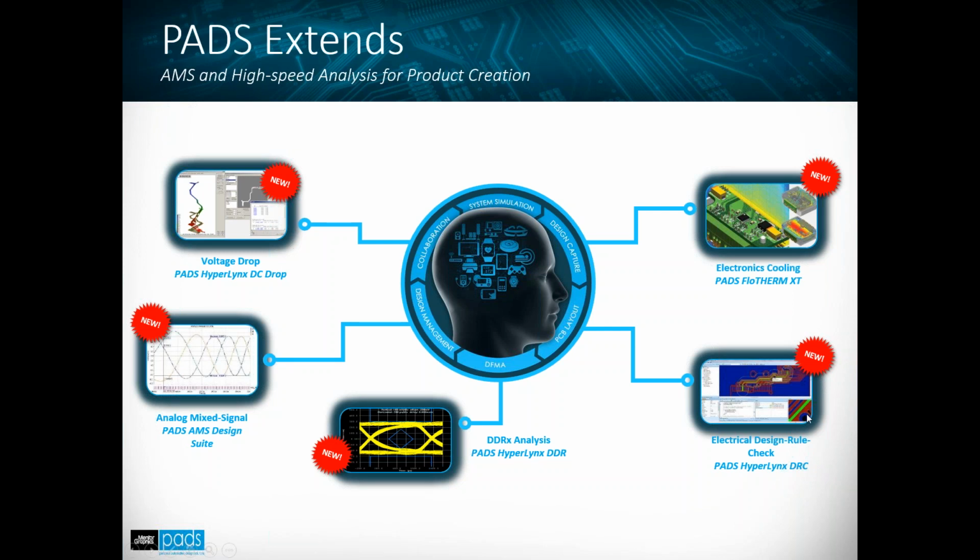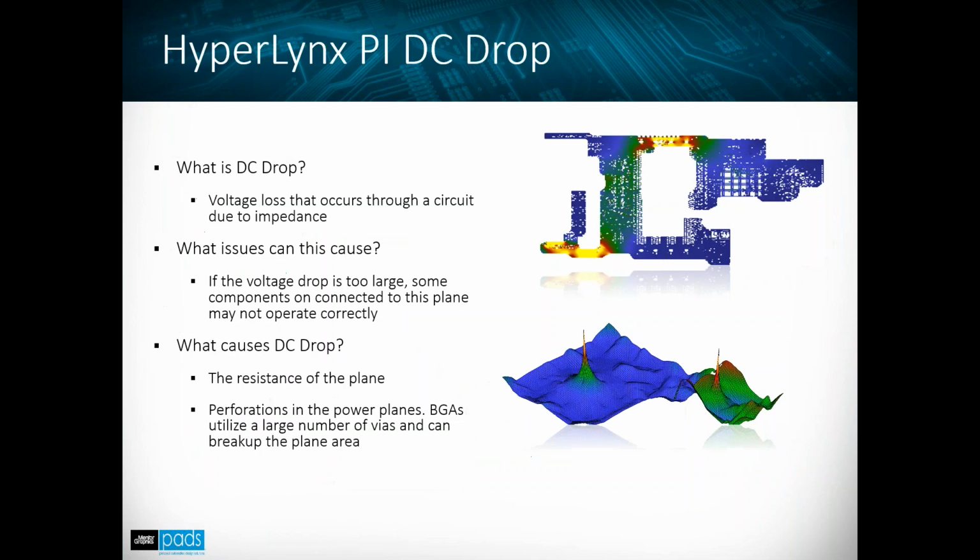A new exciting tool is HyperLynx DRC. This is the graphical rule checker I was talking about for EMI. And then next month we'll be talking about FloTHERM XT, which is electronics cooling.